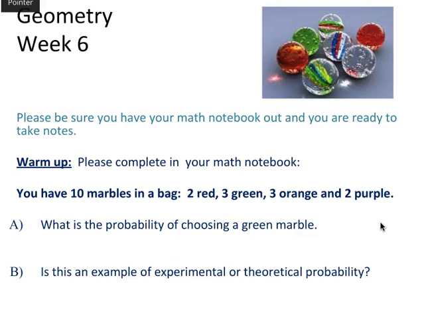So let's imagine we've got a bag full of marbles. And in that bag, there are 2 red marbles, there are 3 green marbles, there are 3 orange and 2 purple marbles. So based on that information, the first question you are going to answer is, what is the probability of choosing a green marble? And then, is this an example of experimental or theoretical probability? So go ahead and click pause, answer these 2 questions on your own, and then when you're ready to check your work with mine, go ahead and click play.